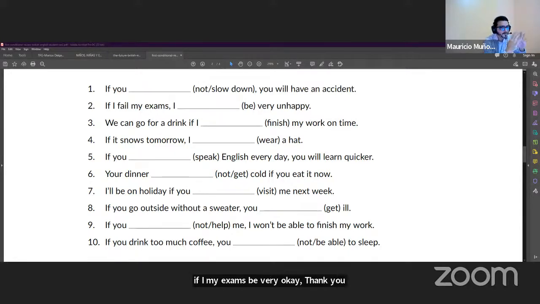Number 1, if you don't. Recordemos que en present simple, cuando son verbos, tenemos dos auxiliares. En presente, no se olviden, don't o doesn't. En este caso el sujeto es you, so we'll say, if you don't slow down. If you don't slow down. Thank you. A volunteer for 3 and 4?